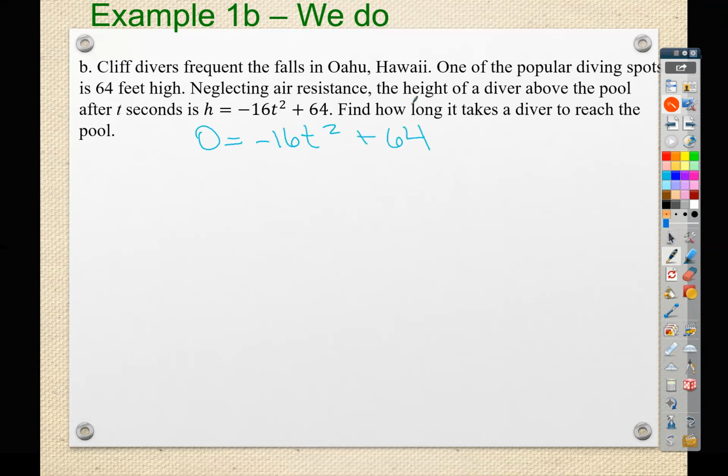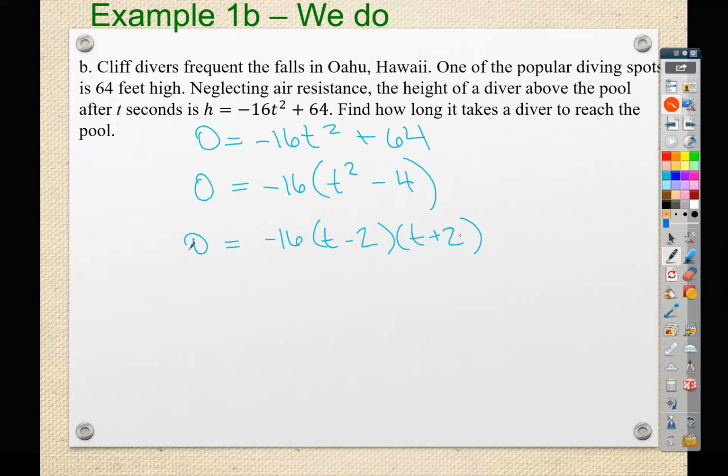So I'm going to plug in a 0 for h, and I'm going to factor out the GCF, which would be negative 16. And 16 times 4 is 64. Now, this is a difference of squares, so you can actually factor that again into t minus 2 and t plus 2. If I set both of those factors equal to 0, the 16 you don't do anything with because it's not a variable. You can actually divide both sides by 16 and it will cancel out.